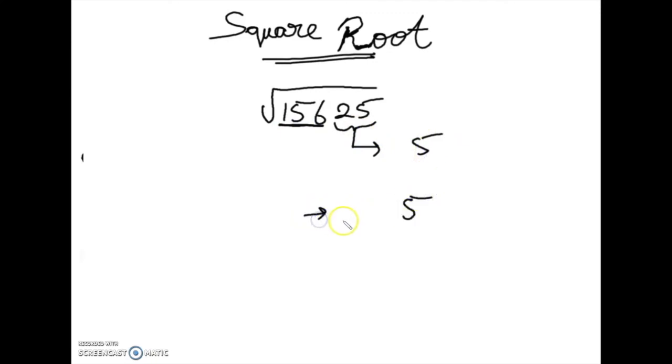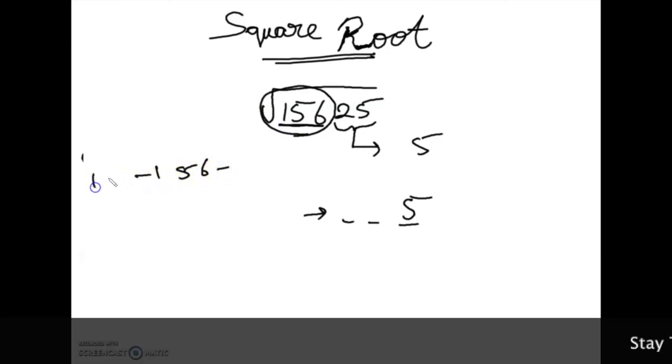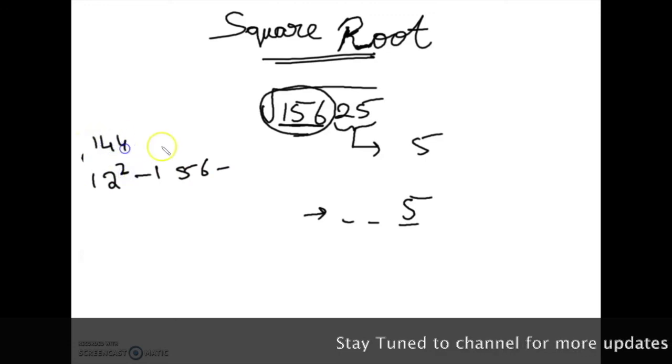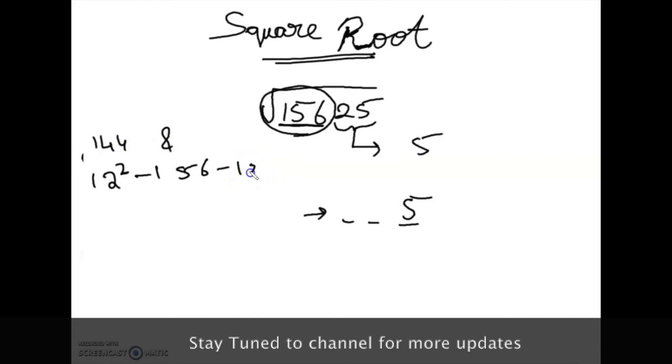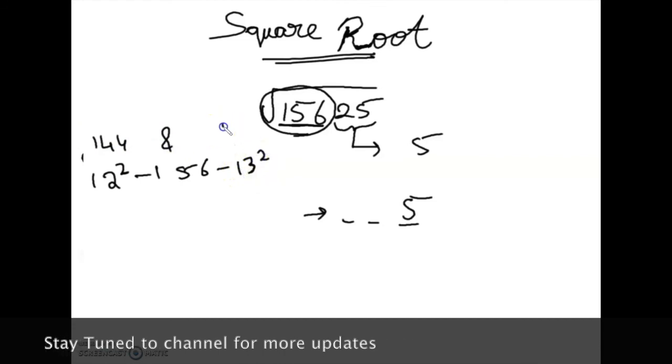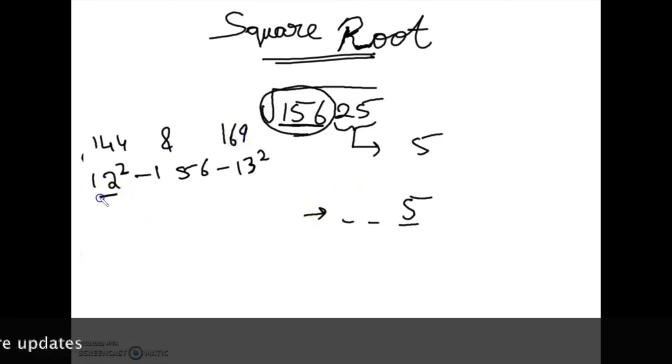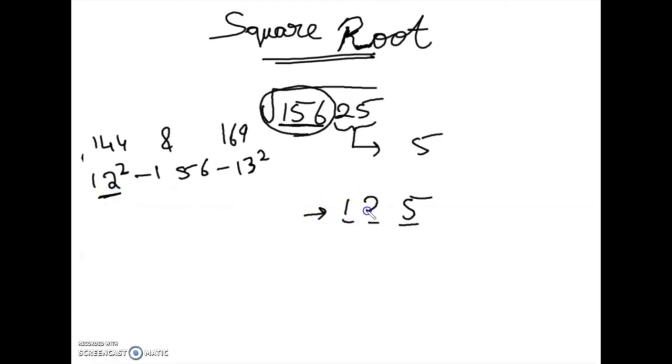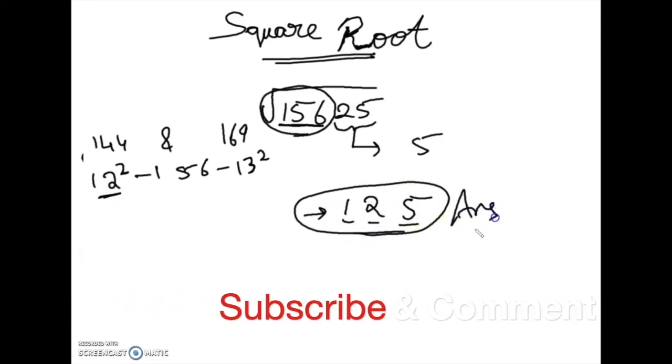As it is a 5-digit number, we are going to have a 3-digit square root. The remaining part is 156, and 156 is lying in between two squares, 12 square and 13 square. 12 square is 144 and 13 square is 169. You should know squares beyond 10 for the same reason. You should take the least value, and 12 is the least value, so 125 is the only possibility that we have. So directly I can say the square root of 15,625 is 125.